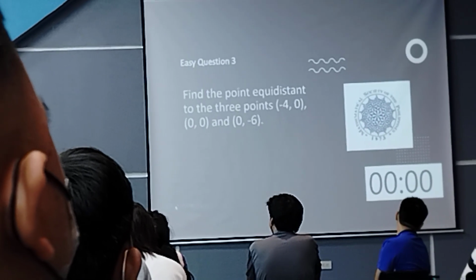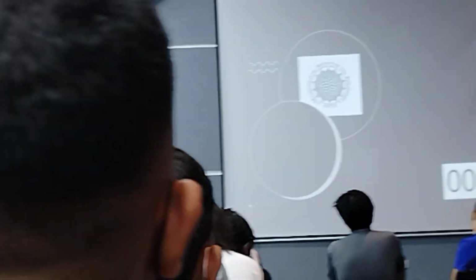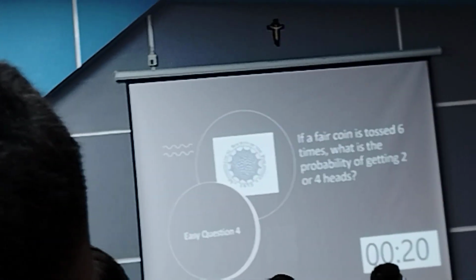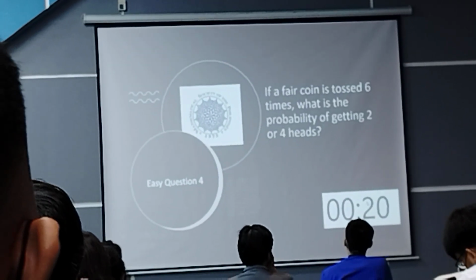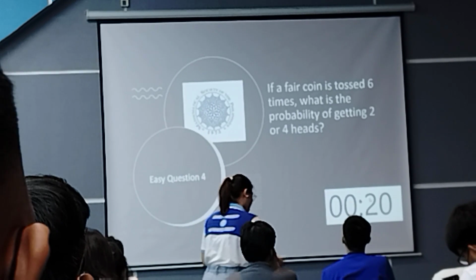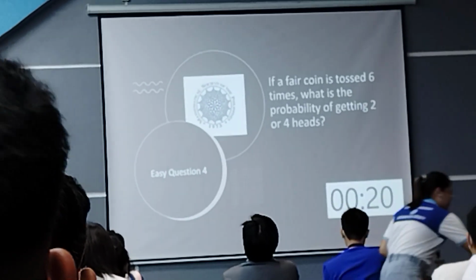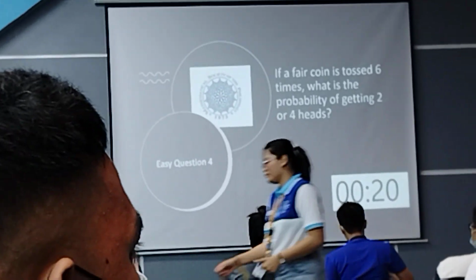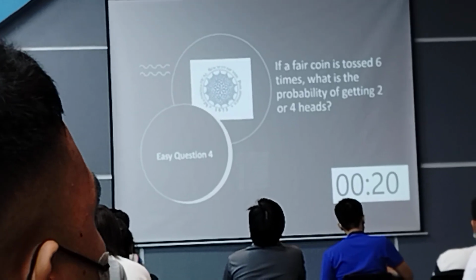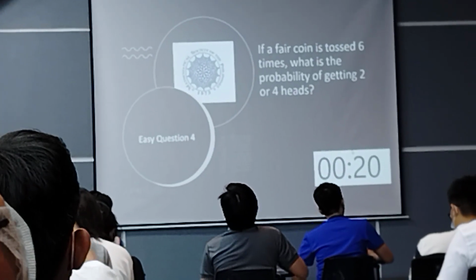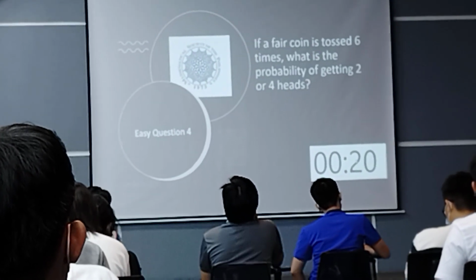So let's proceed to question number 4. And this is question number 4. If a fair coin is tossed 6 times, what is the probability of getting 2 or 4 heads? Let me repeat. If a fair coin is tossed 6 times, what is the probability of getting 2 or 4 heads? Go.